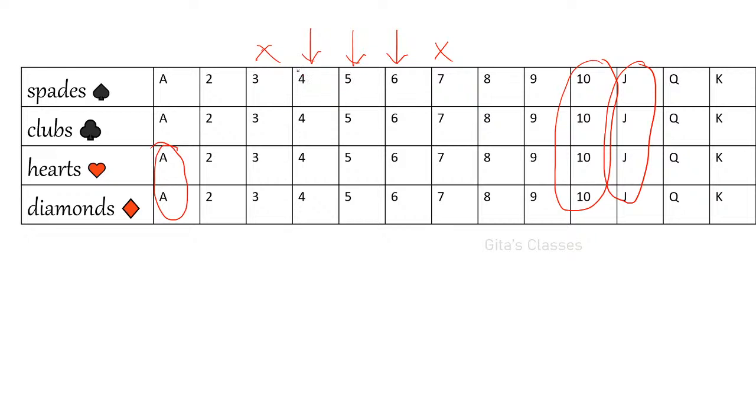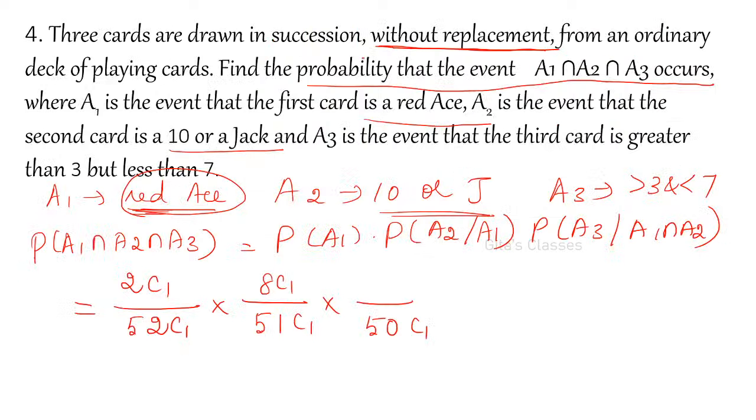So 4, 5, 6. There are 4 cards here, 4 cards here and 4 cards here. So totally there are 12. Understood all of you? So 12C1. This is the third one. And you can simplify. You will be getting, I think, 8 by 5525. This is the answer. Hope all of you got it.